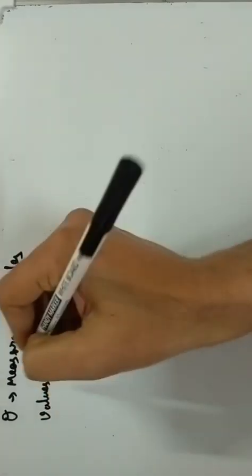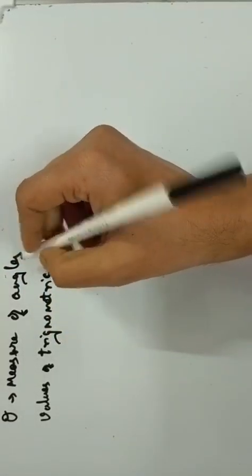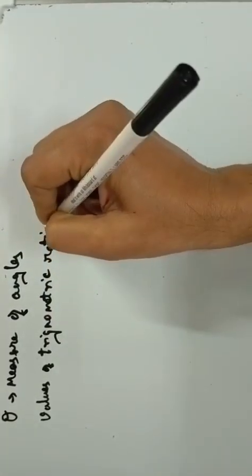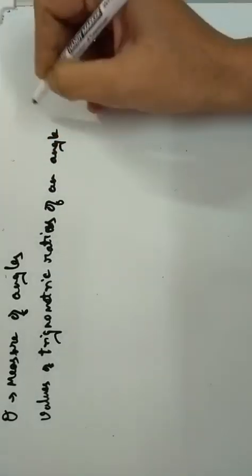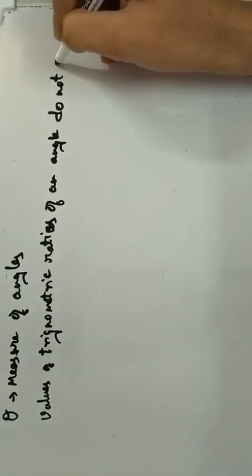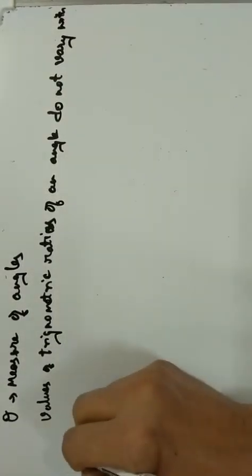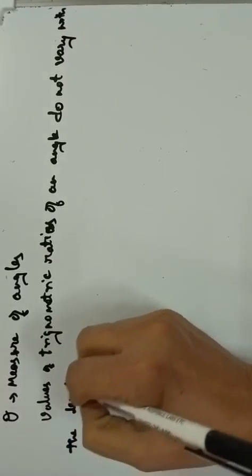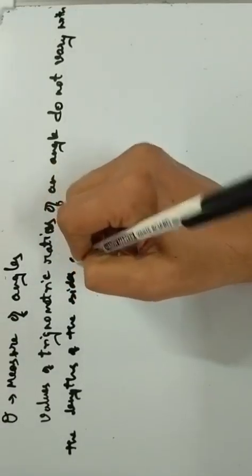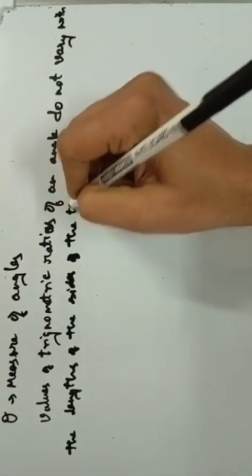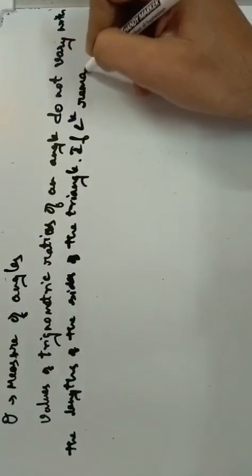Values of trigonometric ratios of an angle do not vary with the lengths of the sides of the triangle, if the angle remains the same.